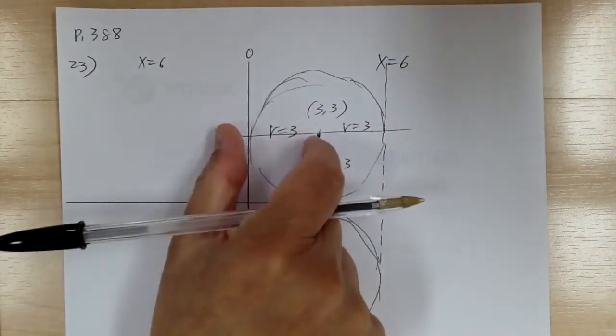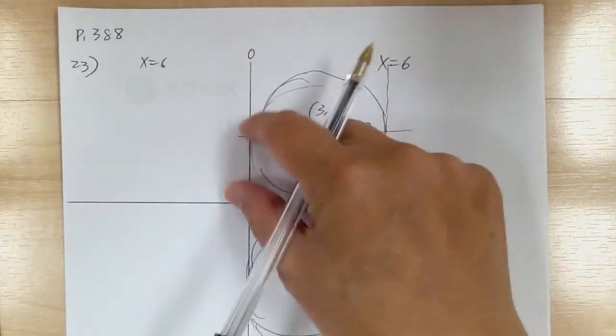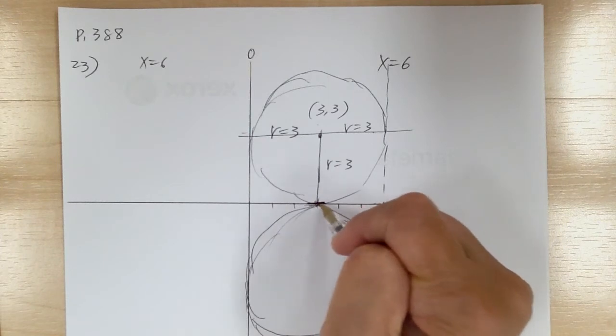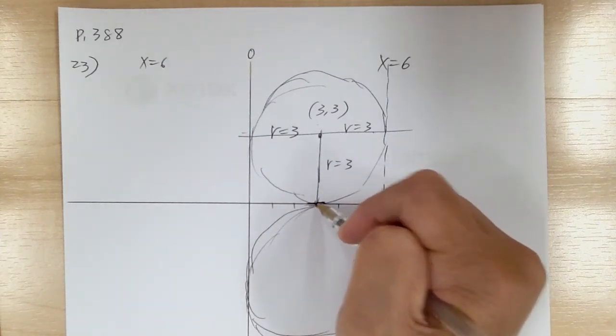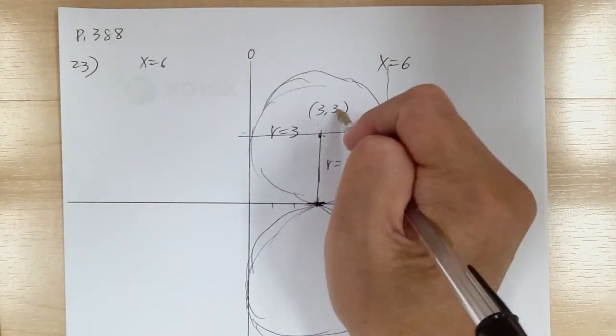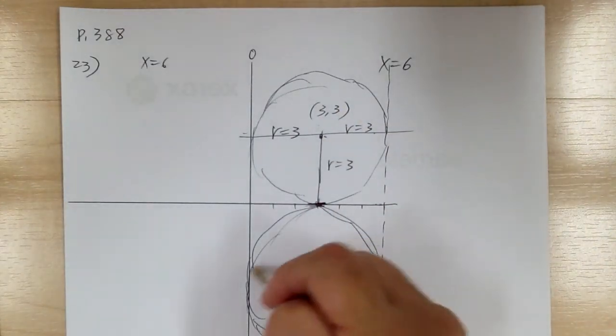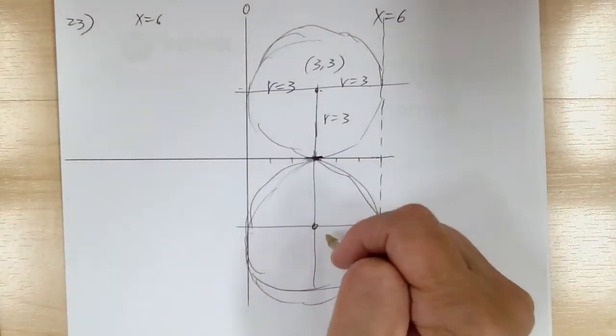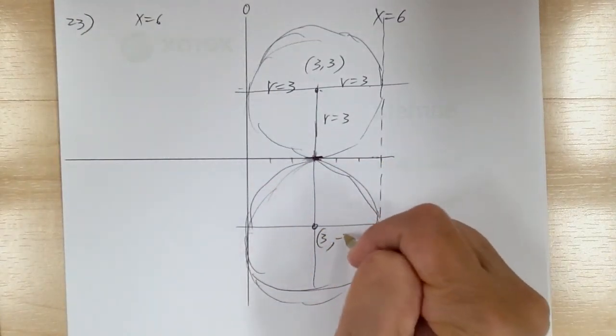Now you swing the radius over. So you can see a radius equal to 3, and remember it's tangent to the axes, right? So that means it touches right over here. So from here the radius is 3, so you go up 3. So that's how you get (3, 3). Now same thing over here. This point is going to be (3, negative 3).